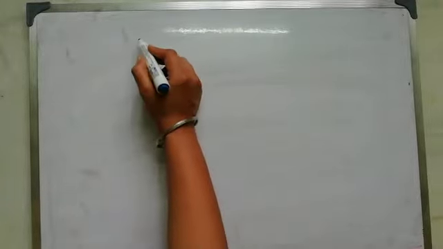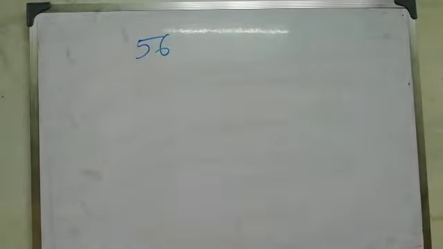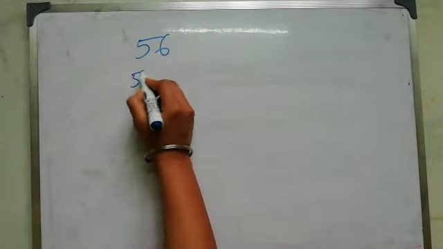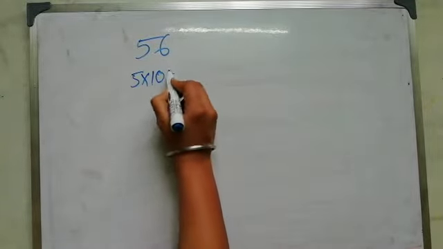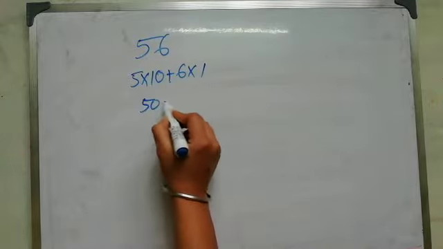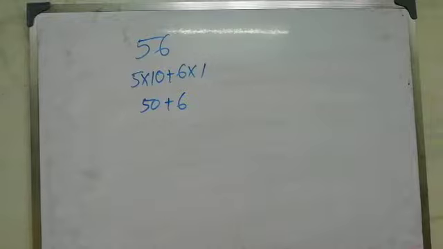Now see, before starting with the next sum, I'll just tell you one example. Suppose I am writing 56, a 2-digit number. In your lower classes, obviously, you have learned that 56 can be written as 5 into 10 plus 6 multiplied with 1, that is 50 plus 6.